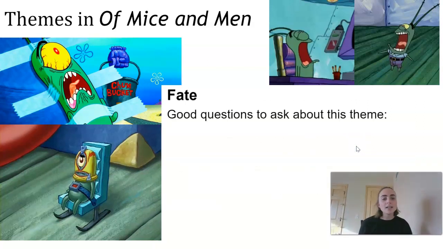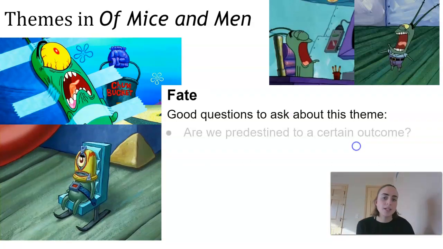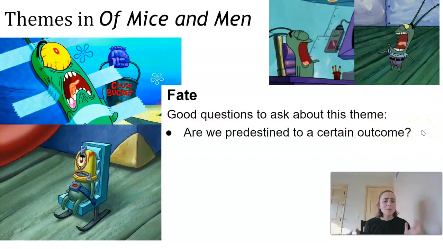Some questions you can ask when you're thinking about the theme of fate: Are we predestined to a certain outcome? That means a lot of people believe our future is mapped out for us. We have a fate, we're destined for that fate, and we can't change it. But a lot of other people think that is not true and that we control our own destiny. We could change our fate by our actions and our thoughts and our goals.